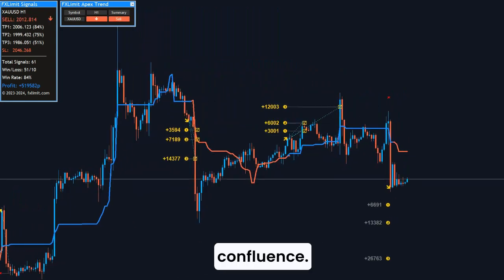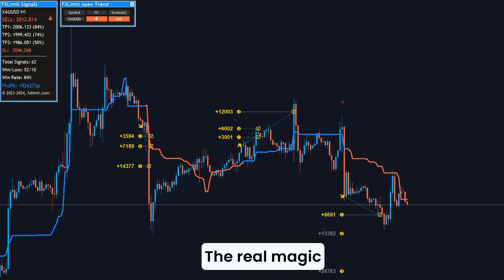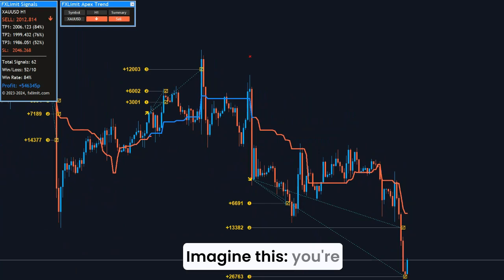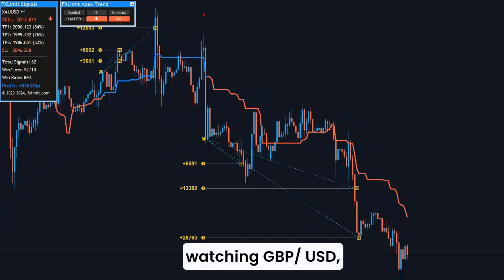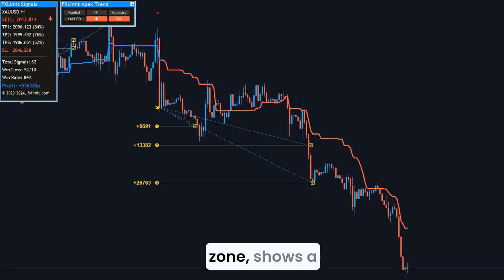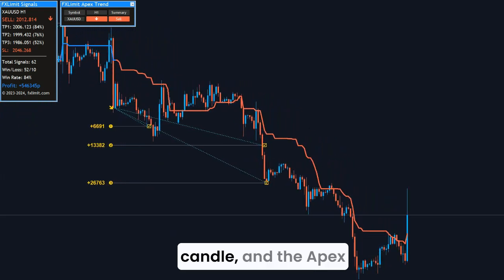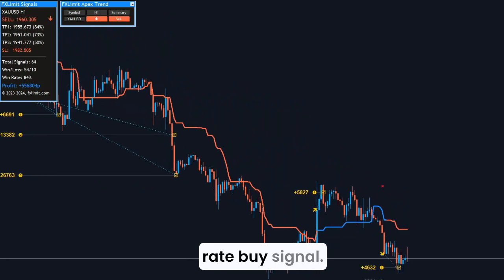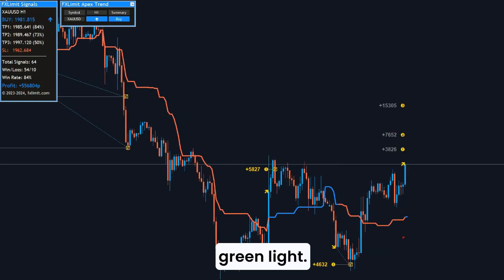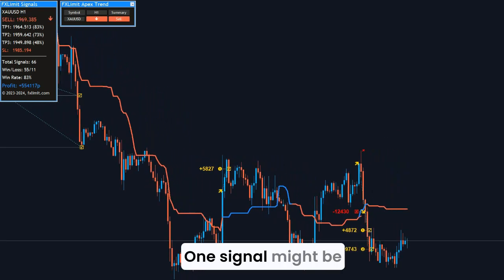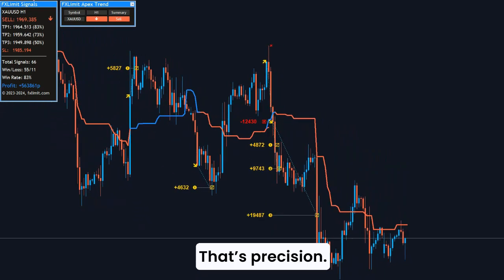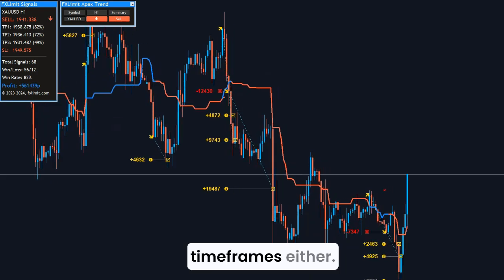Let's not forget confluence. The real magic happens when multiple techniques align. Imagine this. You're watching GBP USD, and it pulls back to a major support zone, shows a bullish engulfing candle, and the Apex scanner lights up with a high success rate buy signal. That's your green light. One signal might be noise, but multiple confirmations? That's precision.